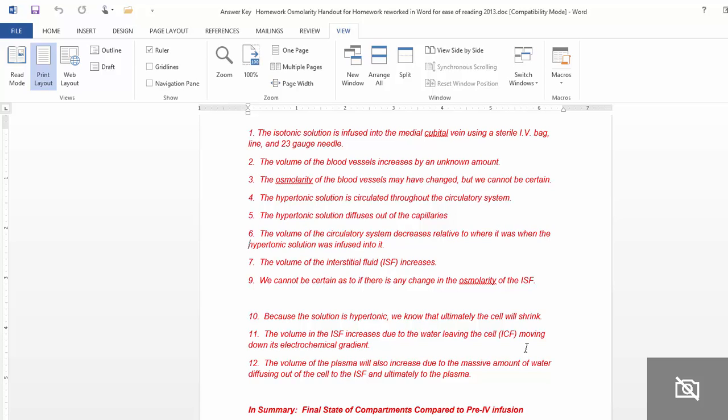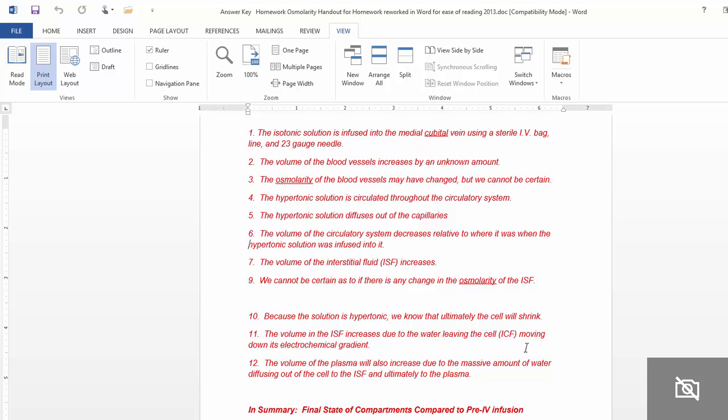We know the cell will shrink. Then what happens is the volume of the ISF, due to water leaving the cell, will move down its electrochemical gradient. So the cell is shrinking, but what's now happening to the level of water, the volume in the interstitial fluid? You had the fluid move from the blood vessels to the interstitial fluid. Volume went up in the interstitial fluid.